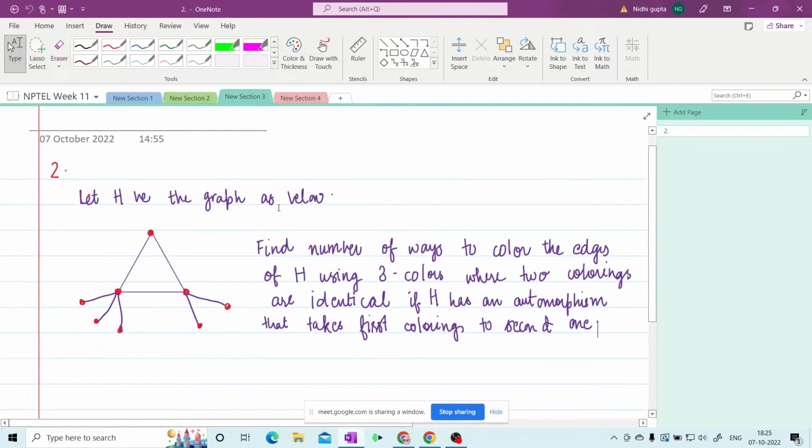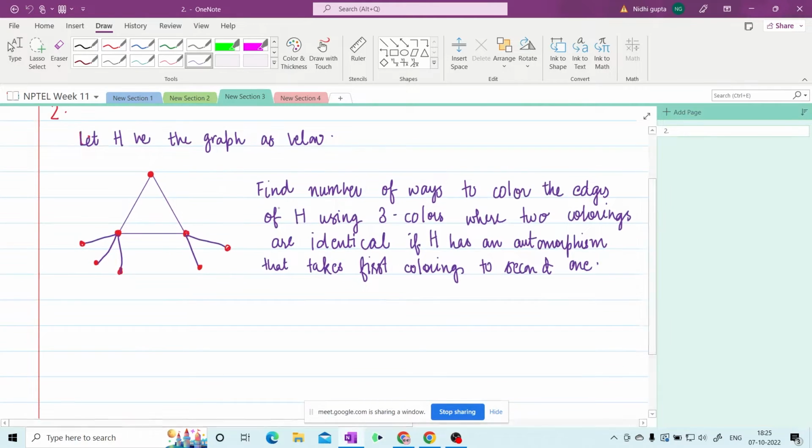So now the next question. Let H be the given graph here. We have this graph with 8 vertices, and these are the edges, and we have to find the number of ways to color the edges of H using 3 colors, where two colorings are identical if H has an automorphism that takes the first coloring to the second one. So here our set Y is the edges of graph H.